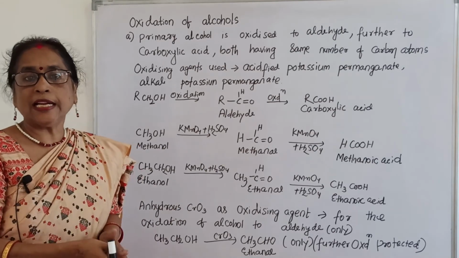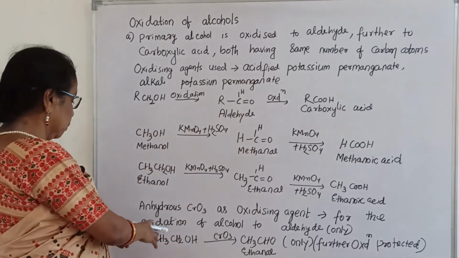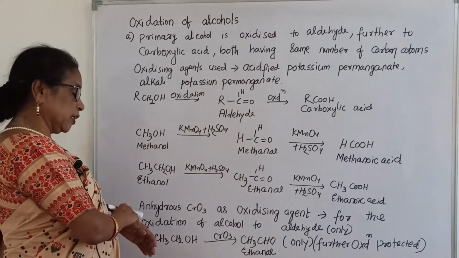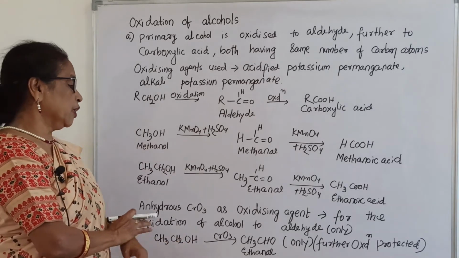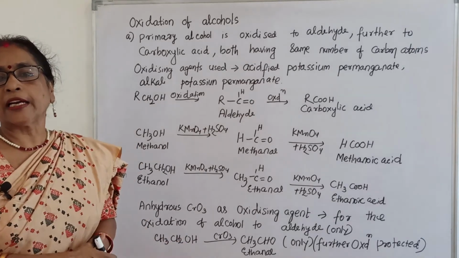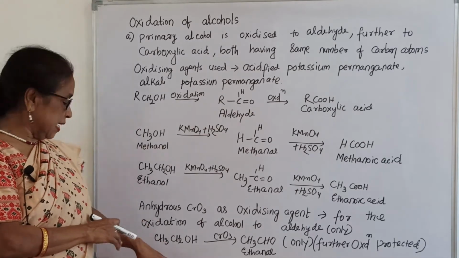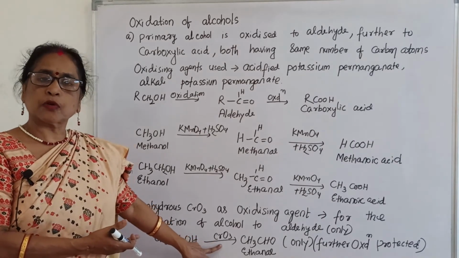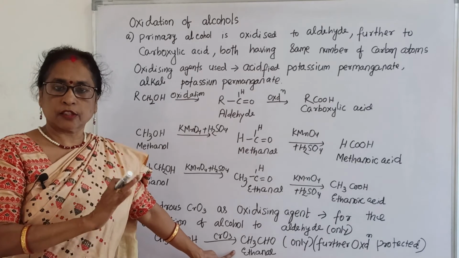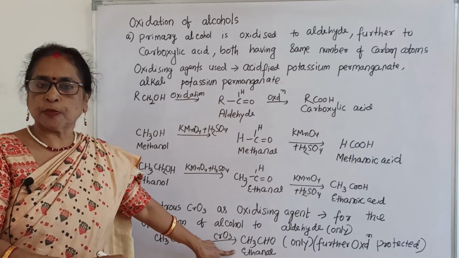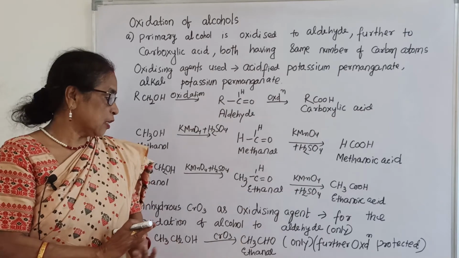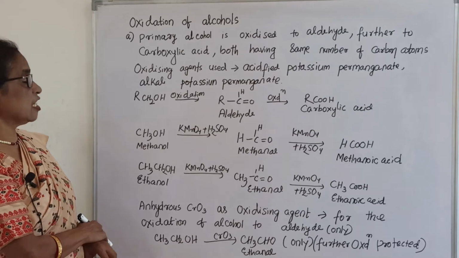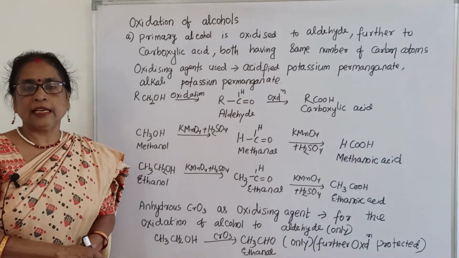If you want only aldehyde, no acid, then you can use anhydrous chromium oxide as the oxidizing agent for the oxidation of alcohol. See here, ethyl alcohol, or ethanol, on treating with anhydrous chromium oxide gives ethanal. Now the oxidation is stopped, only aldehyde is produced, and no further oxidation takes place. Now we will see other oxidation processes of secondary and tertiary alcohols.